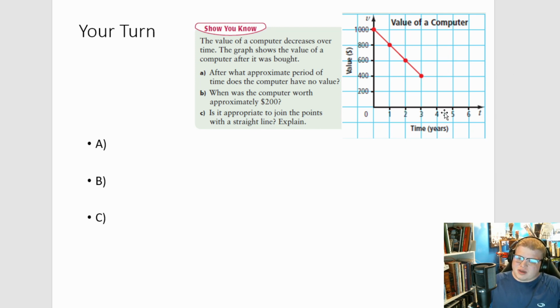So you can see here we have a graph with the years and the value. I'm going to give you a chance to figure out A. So we can see 1,000, 800, 600, 400. Where do you think this is going to end up at 0? Pause the video and just take a guess right now.